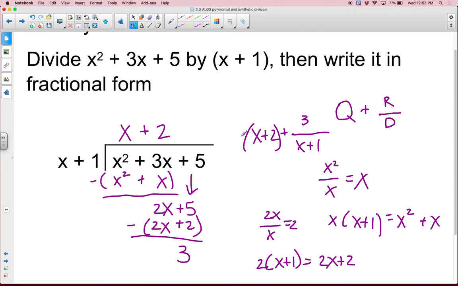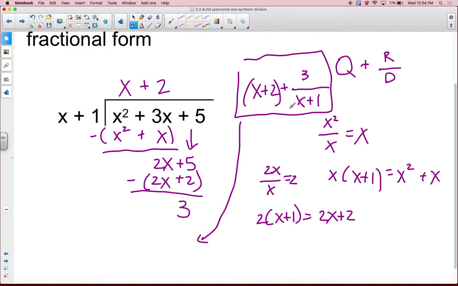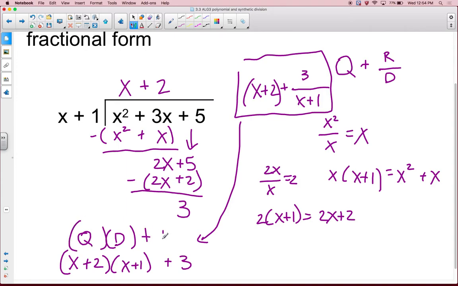So when you divide these two, this is what it will be equal to. You also can write this as, we know that when you have a mixed number, you take these two and add it to your remainder. So this is the same as writing x plus 2 times x plus 1, and then we have plus your 3. So that was going to be your quotient times the divisor plus the remainder. This is the other way you can do it.